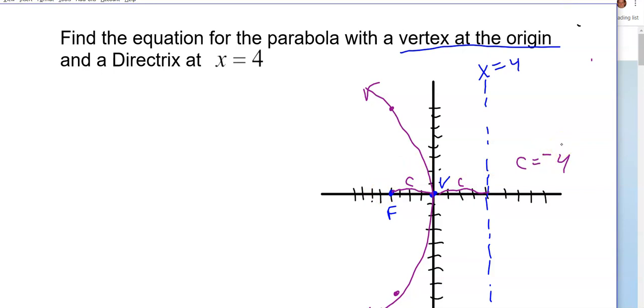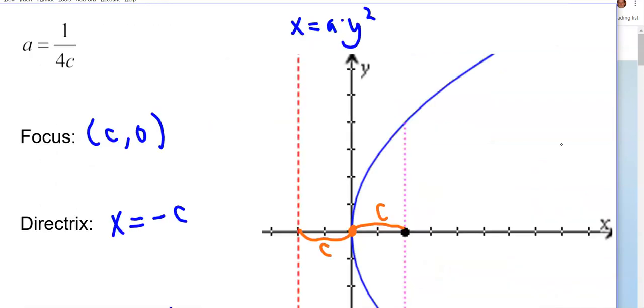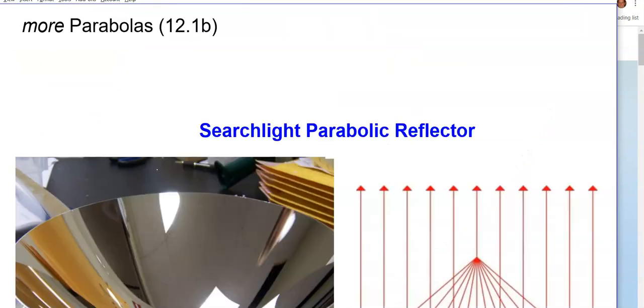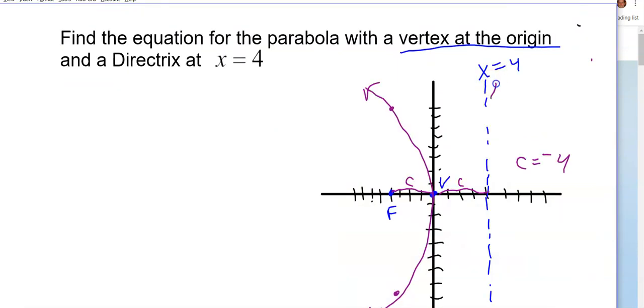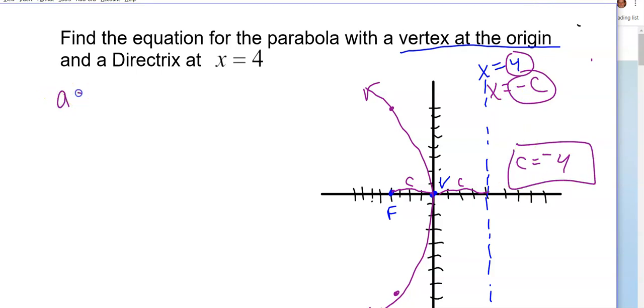The other way you could have gotten that c is negative 4 is looking at our equations. The directrix equation is x equals negative c, right? So x equals negative c. So if 4 is equal to negative c, doesn't c equal negative 4? Right, so it does. So now we use our formula: a equals 1 over the quantity 4c. Well, c is negative 4. So a equals negative 1/16.